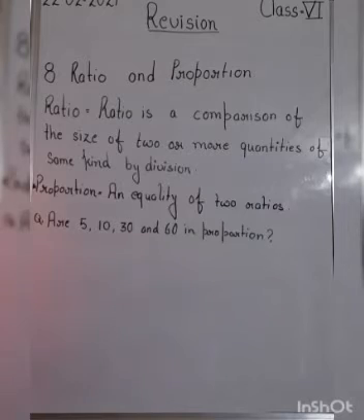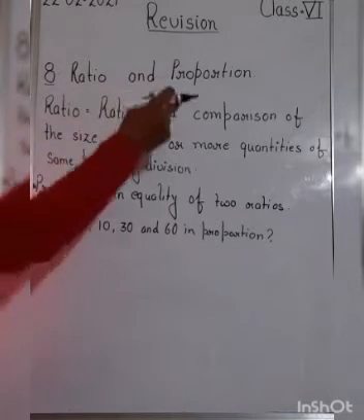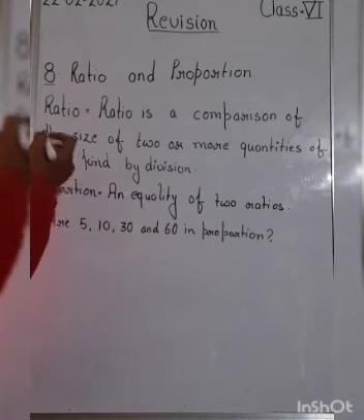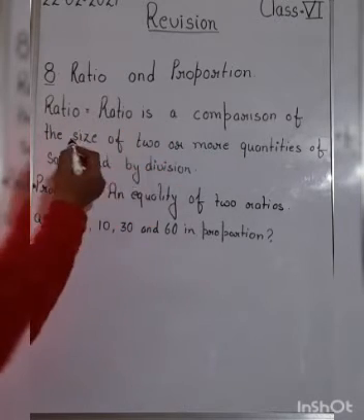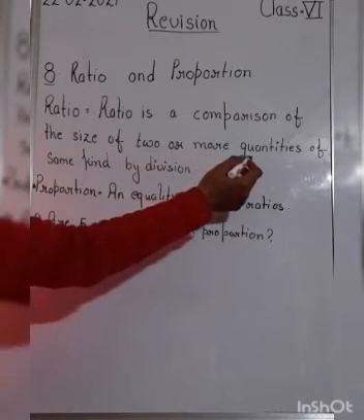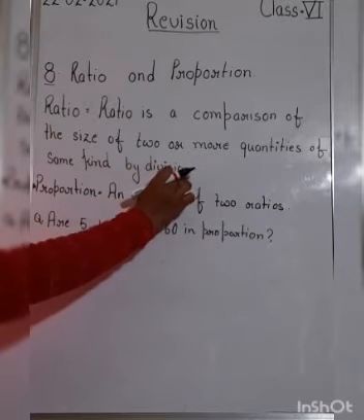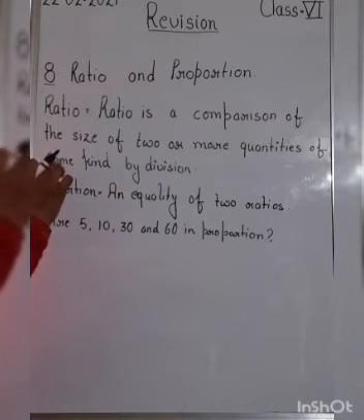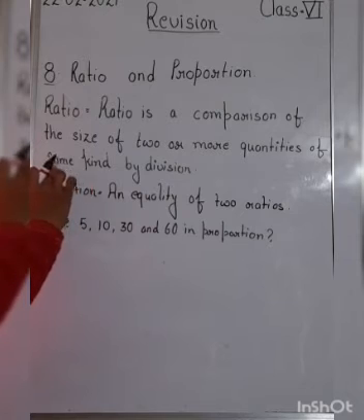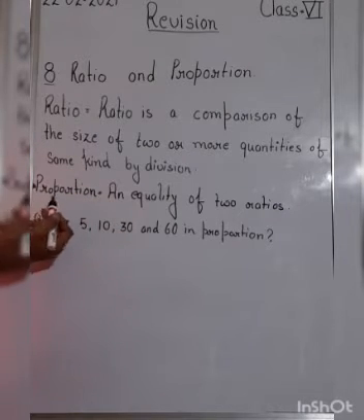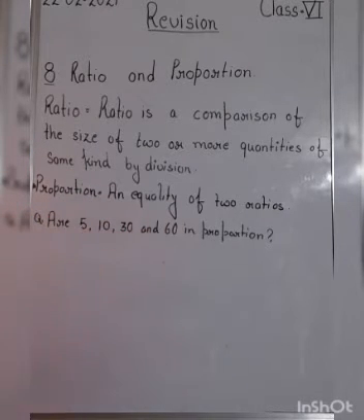Okay. Your next chapter is chapter number 8. That is ratio and proportion. Now what is a ratio? Ratio is the comparison of the size of two or more quantities of the same kind by division. So when you compare the size of two or more quantities by division, then you get a ratio, with the condition that the quantities will be of the same kind. Okay. Now what is a proportion? An equality of two ratios is said to be in proportion.